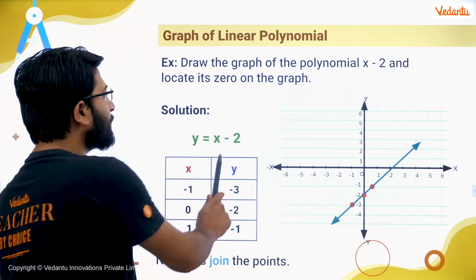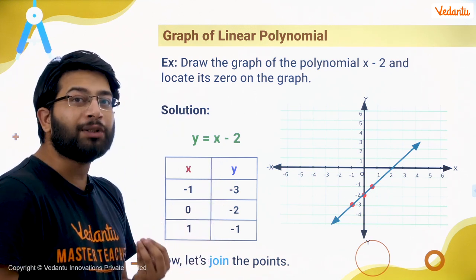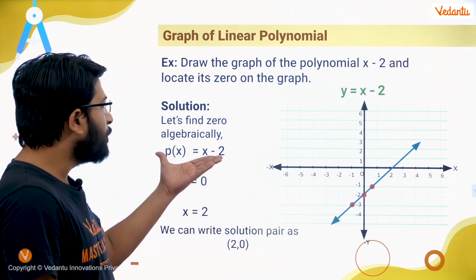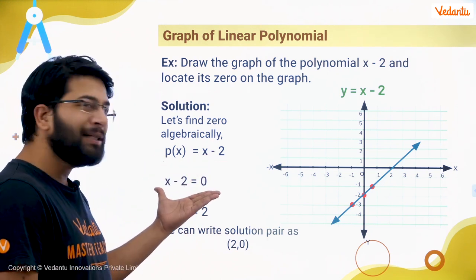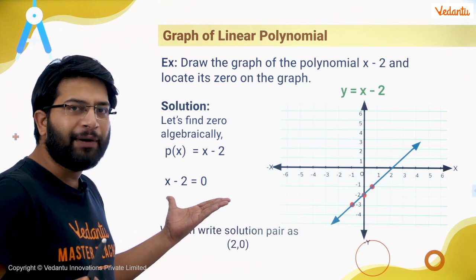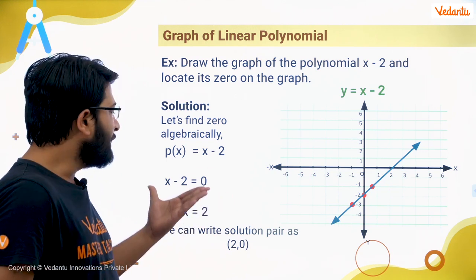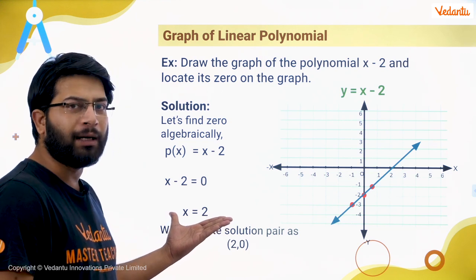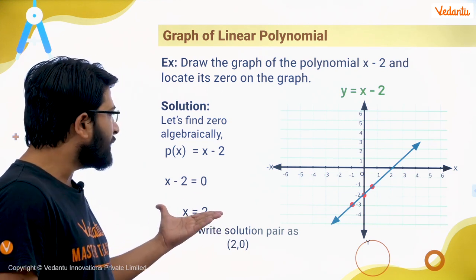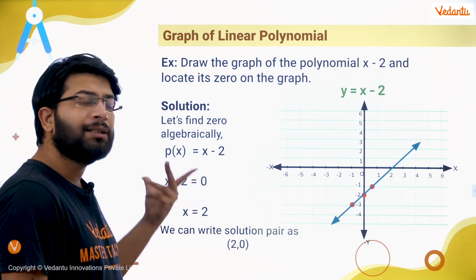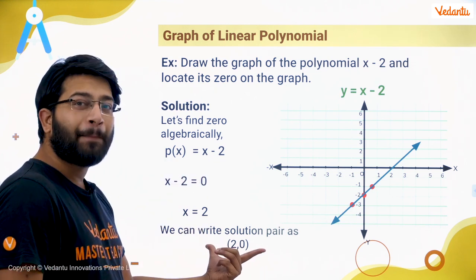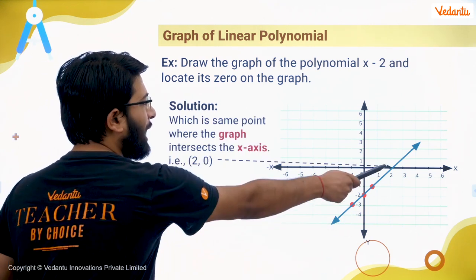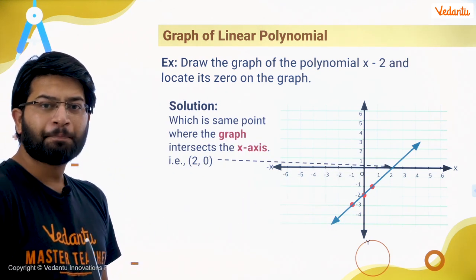Now the second question is what? How to locate its zeros on the graph. So how to do it? We know how to find a zero. Simply put the polynomial equal to 0. Whatever the polynomial is given to you, simply put it equal to 0. You will get the value of x, and that x is nothing but the zero of the polynomial. So we can see that x is 2 and the value of the polynomial is 0. We can locate the point on the graph as (2, 0), which will lie on the x-axis. I hope it is clear, right?